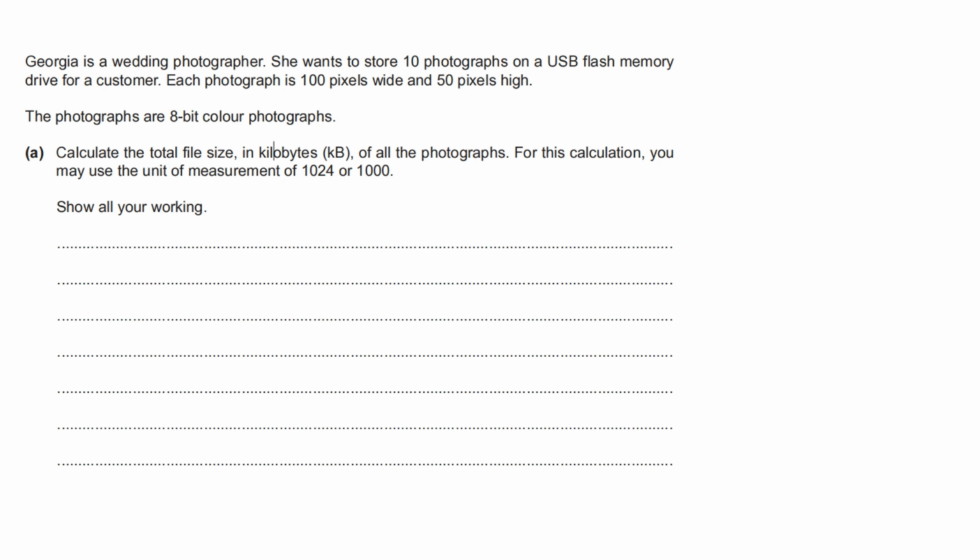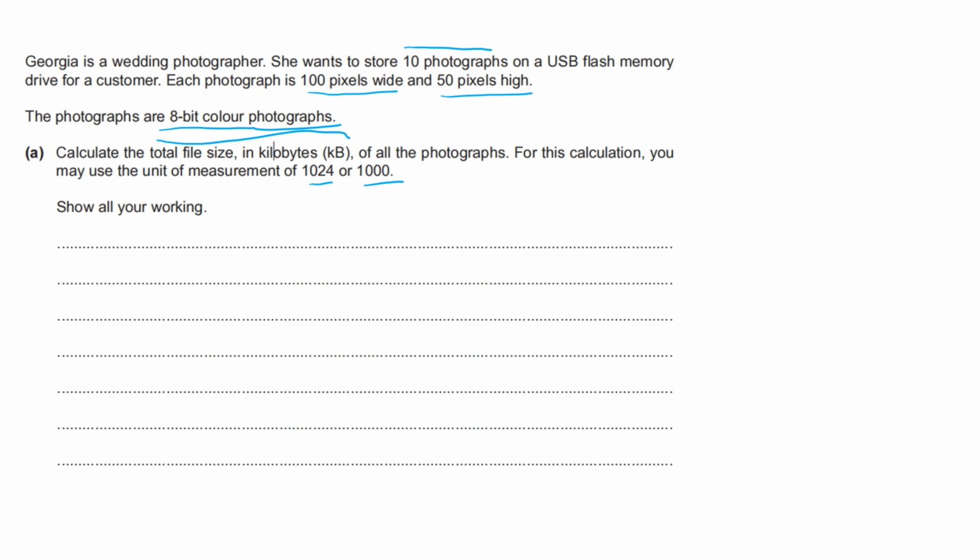Okay, so let's see the last question. Georgia is a wedding photographer. She wants to store 10 photographs on a USB flash memory drive for a customer. Each photograph is 100 pixels wide and 50 pixels high. The photographs are 8-bit color photographs. Calculate the file size in kilobytes for all the photographs. For this calculation, you may use the unit of measurement of 1024 or 1000.